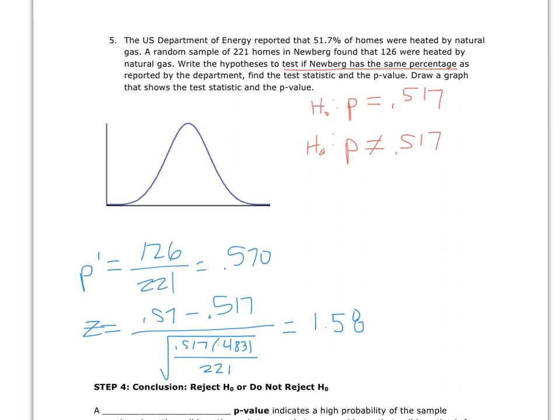Well, we've got a two-tailed test because we've got not equal in the alternate. Okay, so we have a 1.58 and a negative 1.58. And the p-value is the total shaded area to the right and to the left of those two values. Okay, so plugging those values into the online calculator, we get a p-value equal to 0.1141.